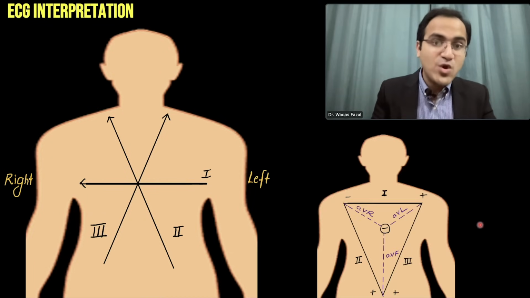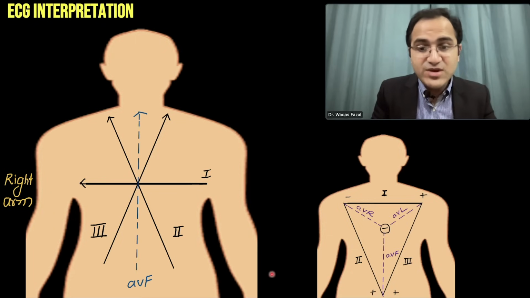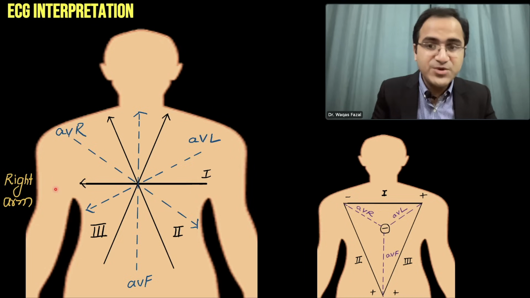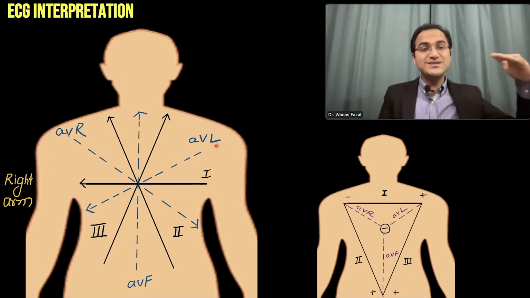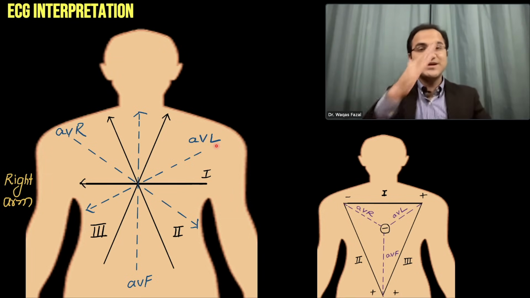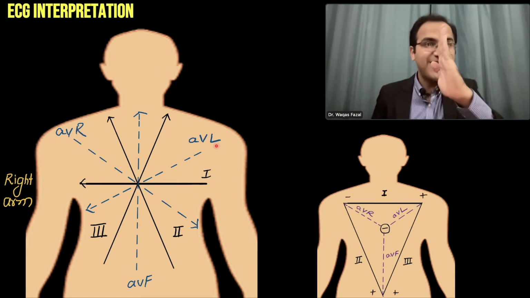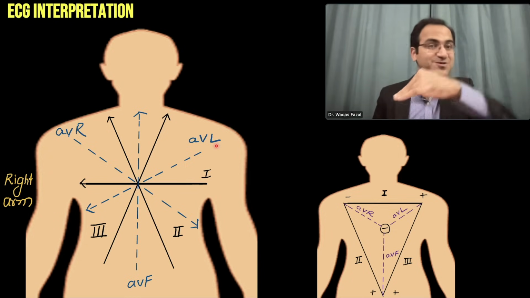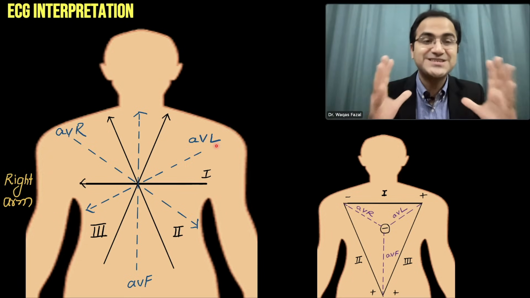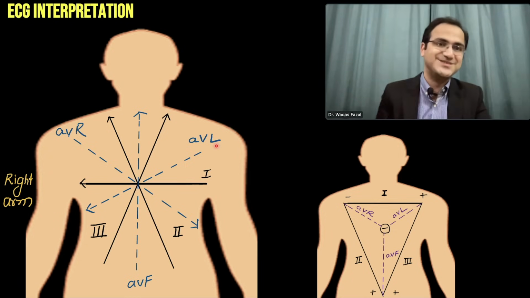You do the same with the augmented leads. You take lead AVF and place it over this axis. You take lead AVL and it looks like this. You take lead AVR and AVR looks like this. Now all these leads are looking at the heart in different directions. Lead 1 is looking in this direction. Lead 3 is looking in this direction. Lead 2 is looking in this direction. Lead AVF is looking at the heart from beneath. Lead AVL is looking from this direction. So we are capturing the electrical activity of the heart from all these sides.